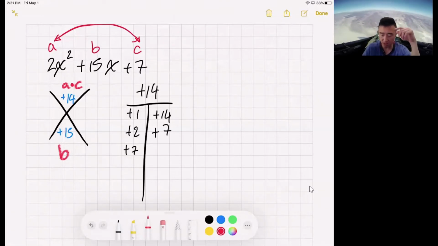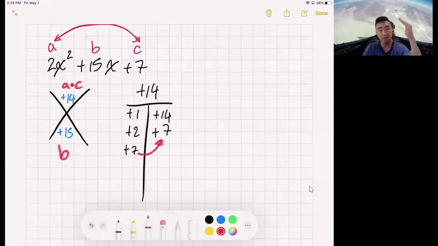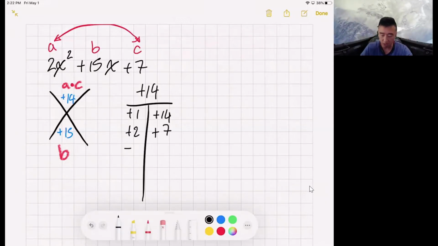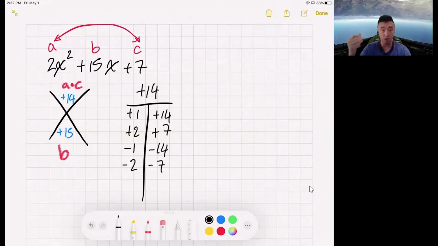But what's so special about positive 7? It already shows up on the other side. And if you do that in an organized fashion, then you don't have to guess whether you went through all the possibilities or not. It's right there. Now, the other possibility is negative 1, negative 14, negative 2, negative 7. These are your possibilities, right? To multiply to positive 14.